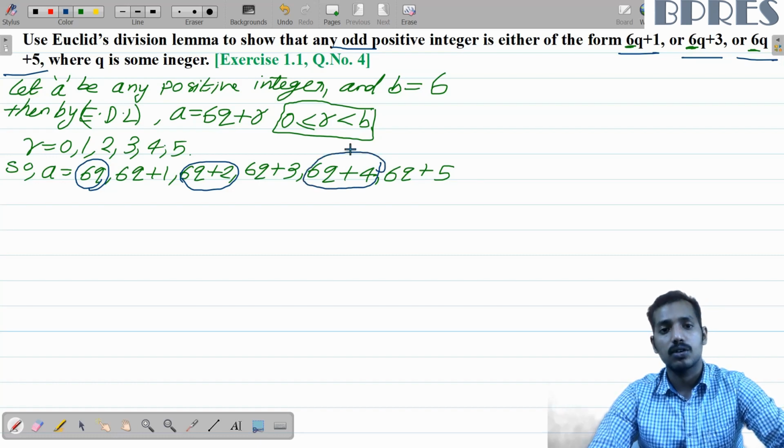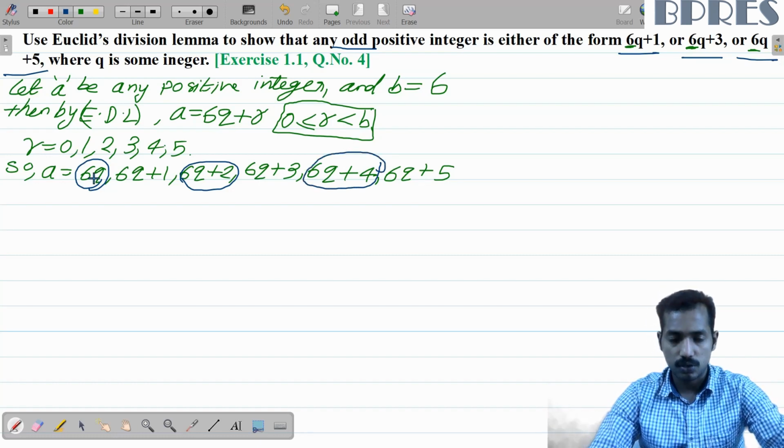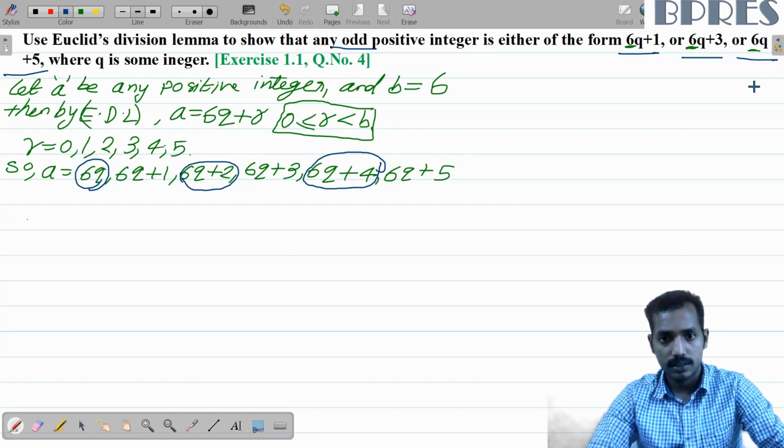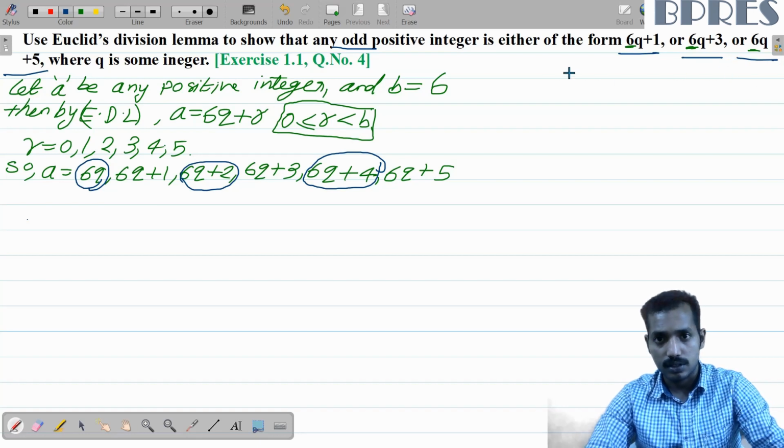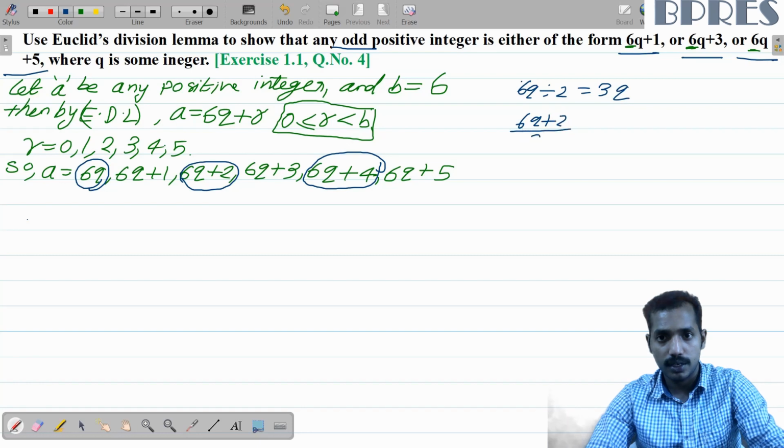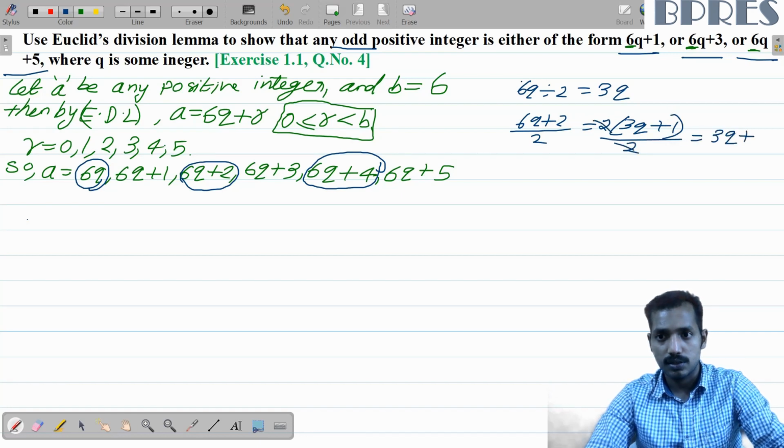These three integers are not in this given list. So what happened to these integers? Let's see. If you divide 6q by 2, we get 3q. Similarly, 6q plus 2 divided by 2: let's take 2 common outside, so 2 into the remaining 3q plus 1, divided by 2. The 2s cancel, and we get 3q plus 1.